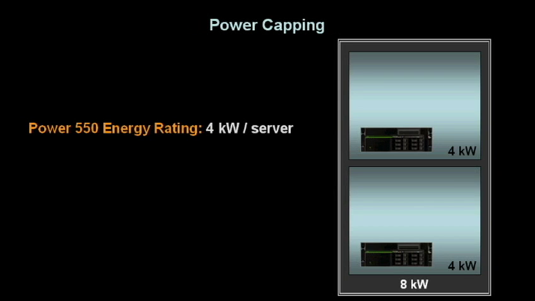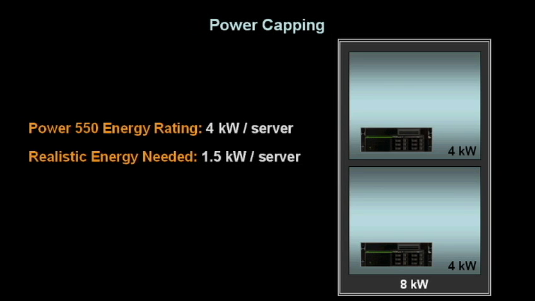This seems like a waste, especially since the server can never draw more than the effective rating for only one of the two power supplies. If your server, like most servers, isn't filled to capacity with CPUs, memory, and other internal hardware, the maximum power it can draw drops even more. If we discover from our AEM trending graphs that our server can never consume more than 1.5 kilowatts, this means that we have 2.5 kilowatts of unused margin power per server in our rack.